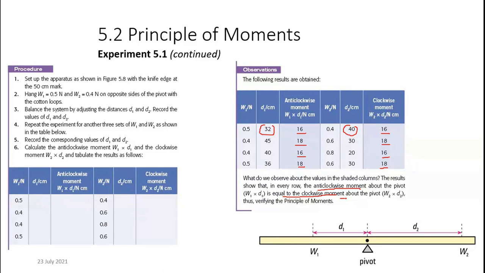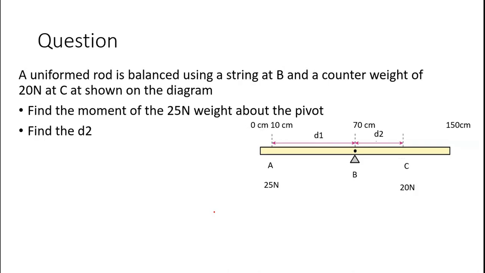So we also can use the formula: weight 1 times D1 is equal to weight 2 times D2. W1 D1 equals W2 D2. That shows the principle of moments. Okay, next.